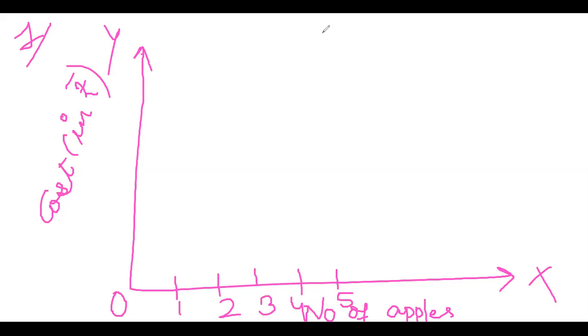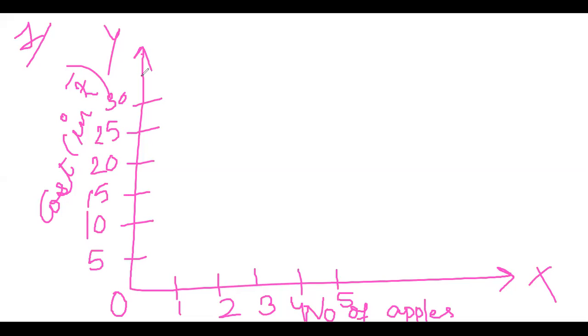gap of 5. Make sure, even if equal gap is not given in the table, when you take the gap on the y axis you will take equal gap. You will always take equal gap, whether equal gap is given in the question or not. So here we can take the gap of 5, 10, 15, 20, 25, 30, but maximum value is 25, so it's enough. So number of apples is given like one apple, the cost is given 5.